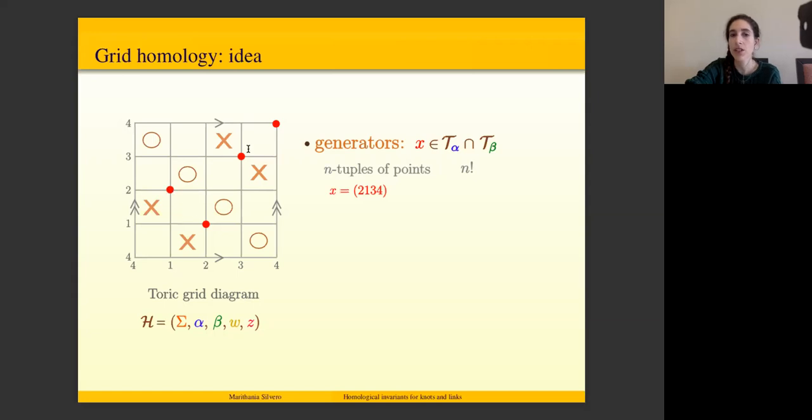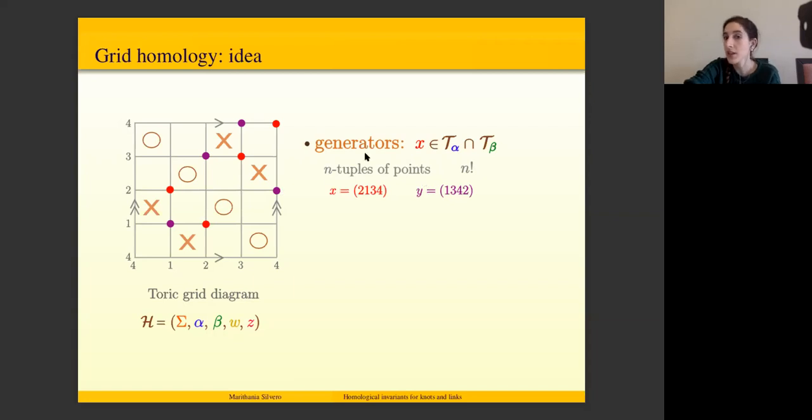So I will call this generator the 2, 1, 3, 4. Okay? And all these possible combinations are the generators of the complex I'm going to construct. We have, in this case, 4 factorial generators. For example, who is generator Y? 1, 3, 4, 2. It will be 1, 3, 4, 2. Okay, this is just notation that I'm using that will be useful later.